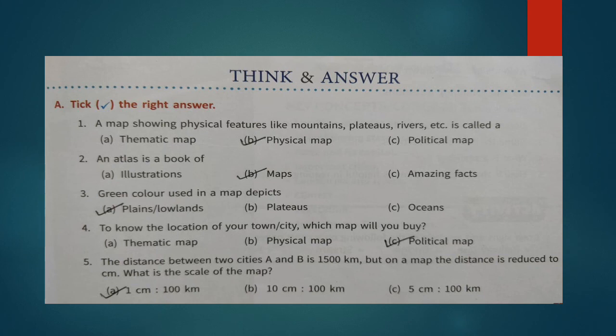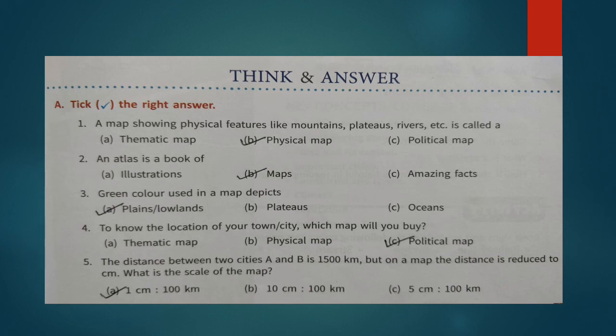First one is think and answer. A map showing physical features like mountains, plateaus, rivers, etc. is called a physical map. It shows different landforms. An atlas is a book of maps. Green color used in a map depicts plains or lowlands. To know the location of your town, city, which map will you buy? Political map.